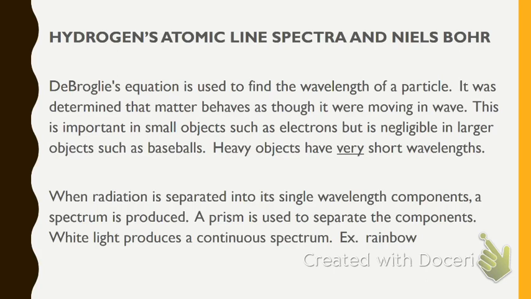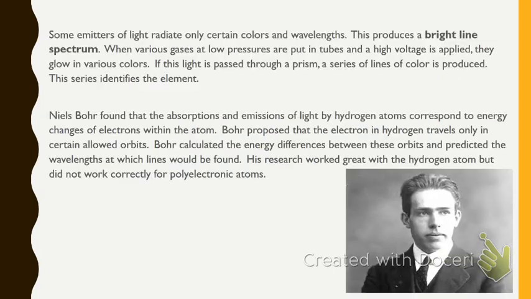When radiation is separated into its wavelength components, a spectrum is produced, and a prism is used to separate those components. White light, of course, is a continuous spectrum. That's where we get the rainbow, ROY G. BIV. Some emitters of light radiate only certain colors and wavelengths. This produces a bright line spectrum that is unique to each element. When various gases at low pressures are put into tubes, they glow in various colors. We pass that through the prism, and a series of lines is produced, and this helps to identify the element.